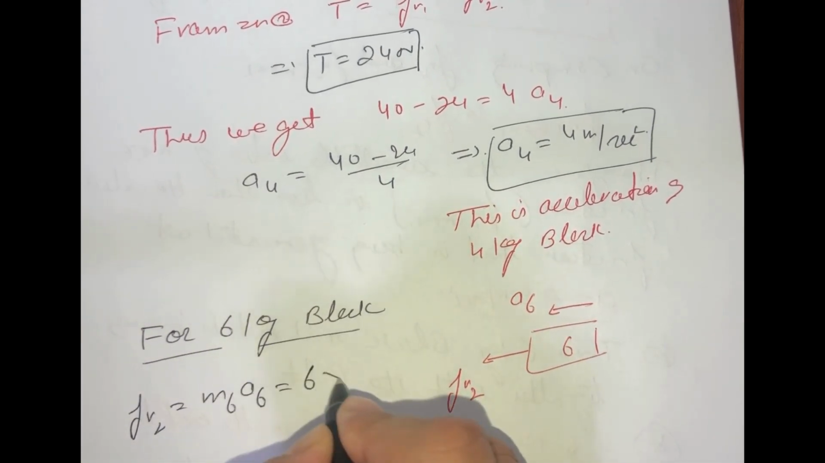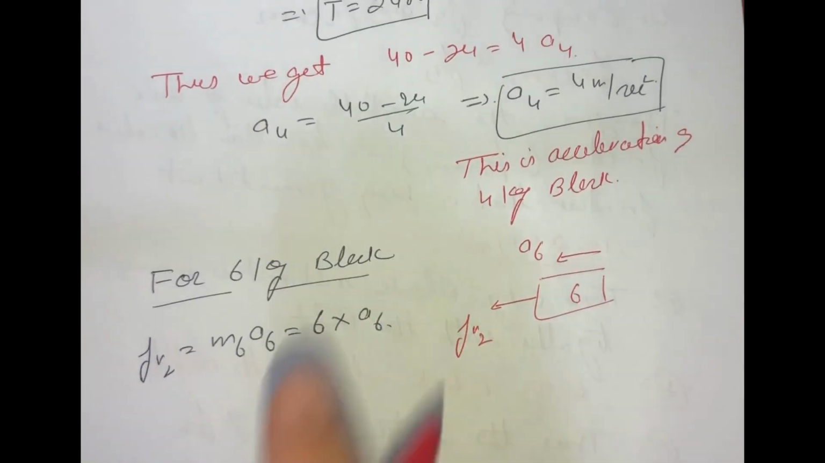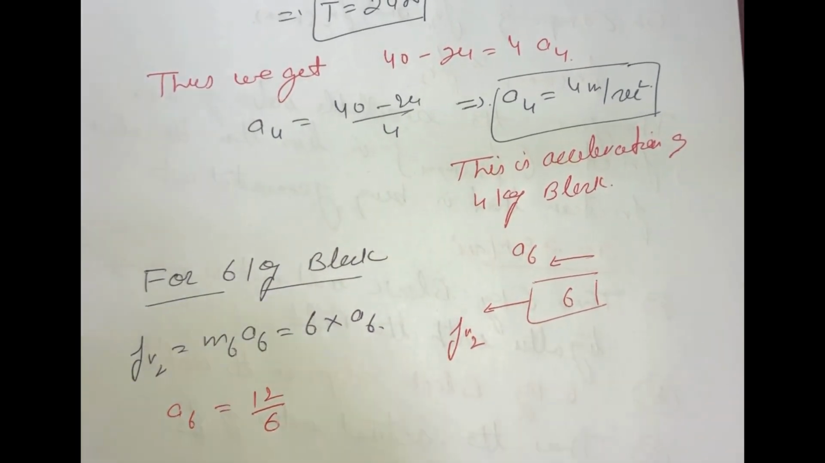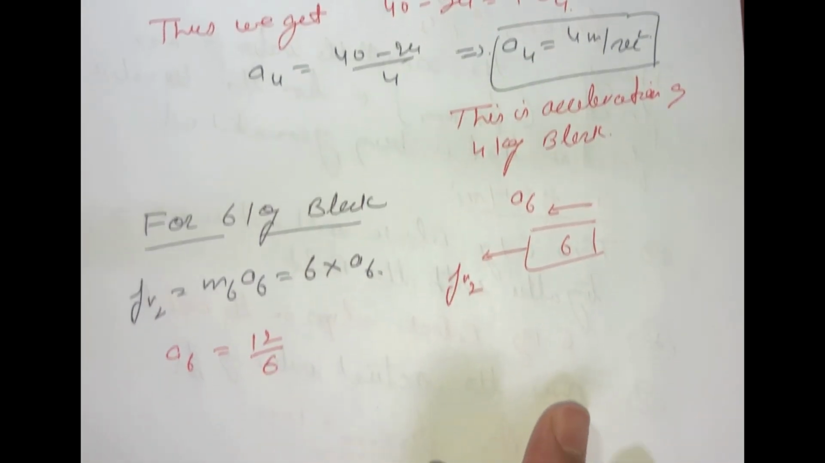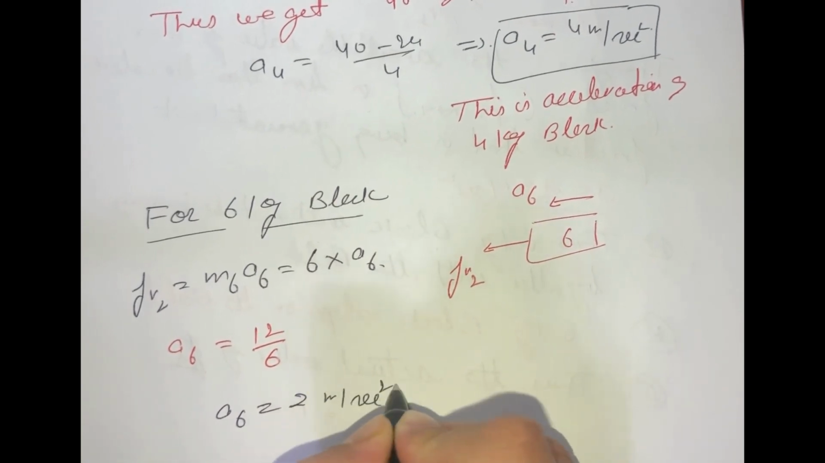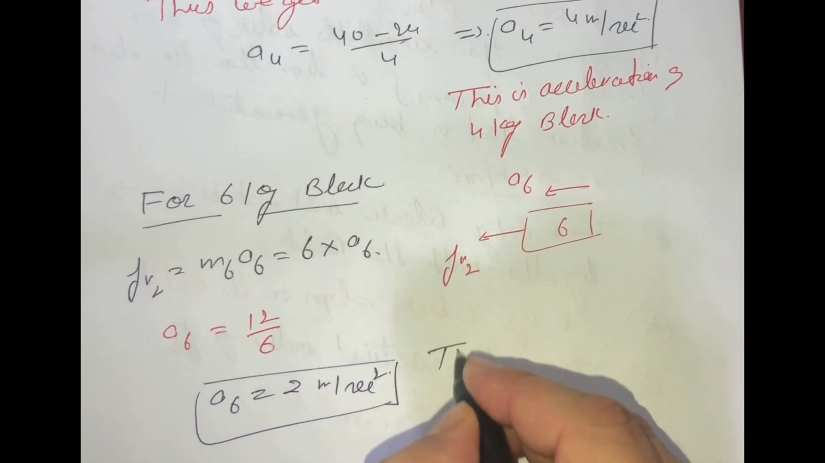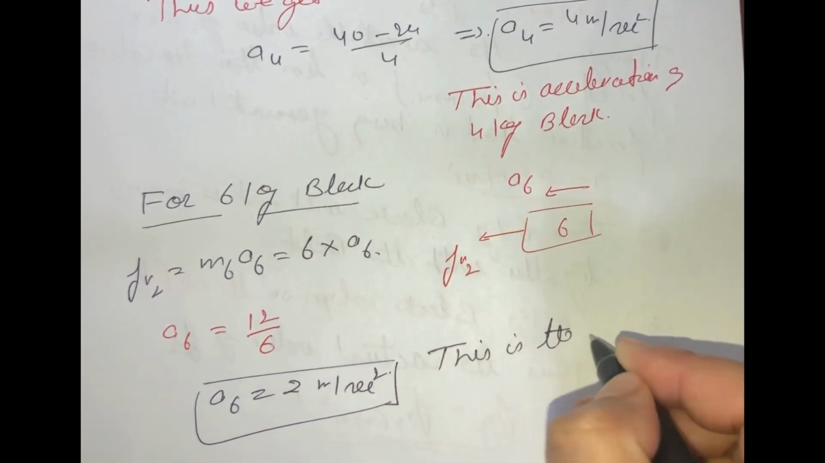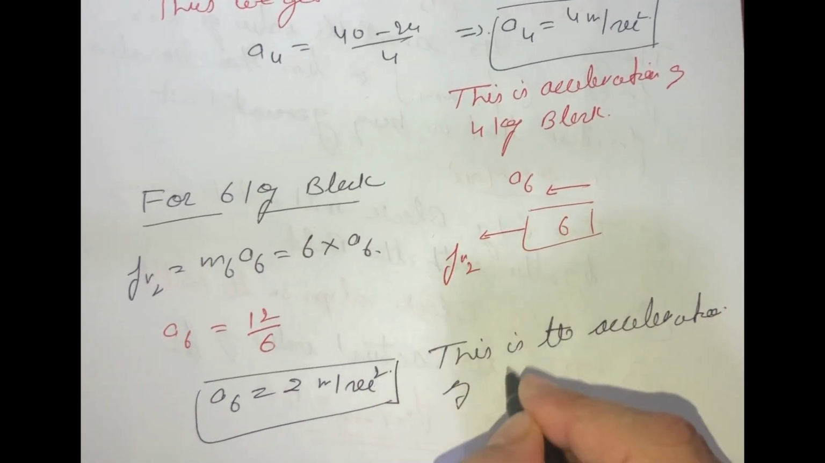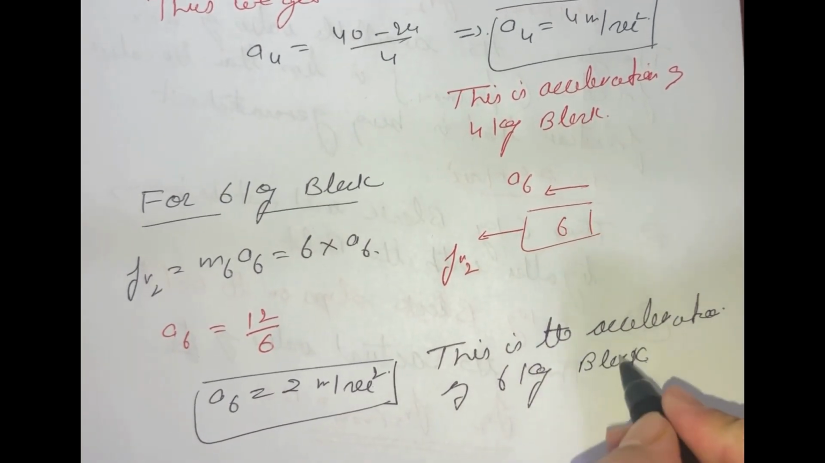This will be 6 multiplied by a6, and fr2 is our 12. So here we can write that a6 will be equal to 12 divided by 6, or we can say that a6 will be equal to 2 meter per second square. So this is the acceleration of the 6 kg block. That was our second part.